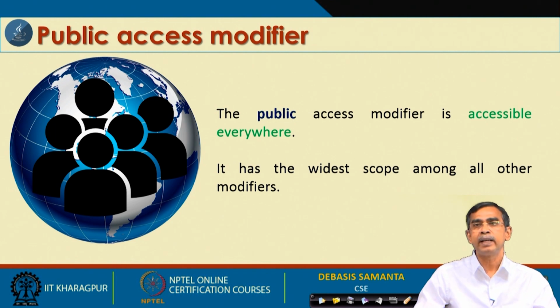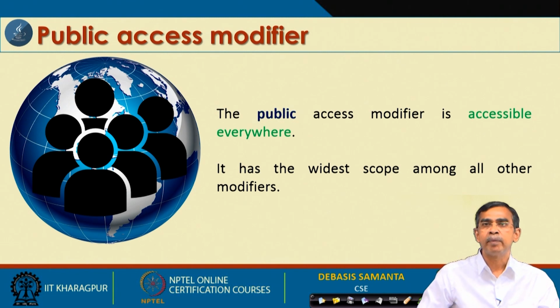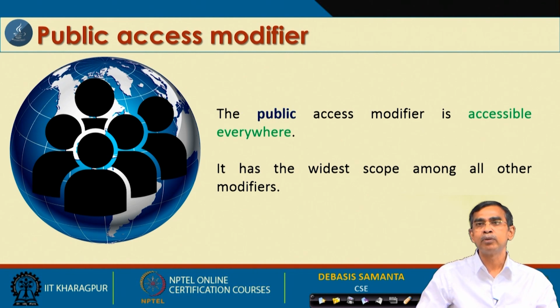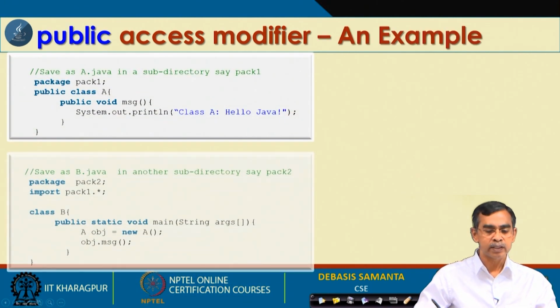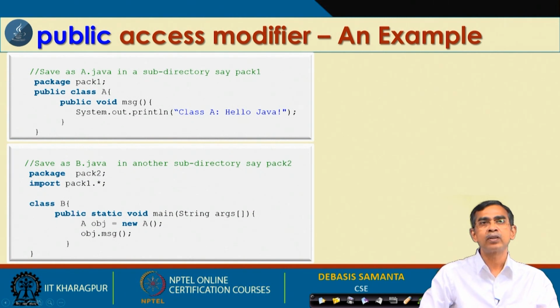Anyway, if we declare any class or any data or any method as public, this means that it will be accessible to any other class, whether this class belongs to the same directory, or belongs to any other directory. So, that is the concept here. It has the weakest scope among all other modifiers. Now, let us consider a simple example first.